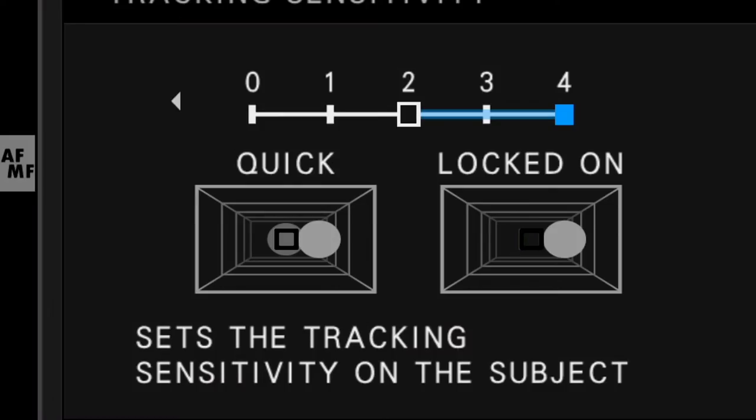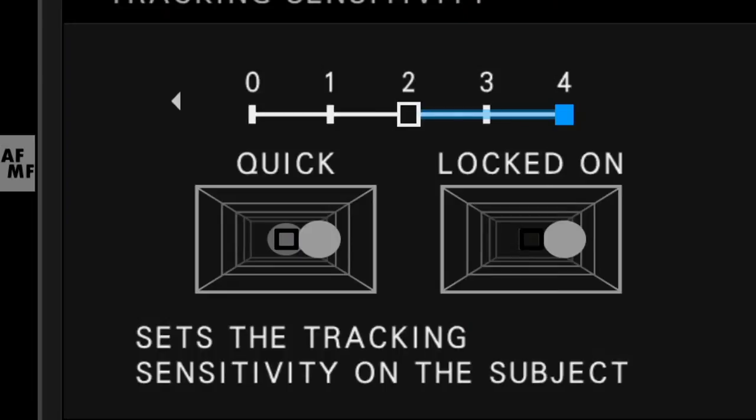It's called tracking sensitivity. Now, here's the thing about tracking sensitivity, and this really confuses a lot of people, all right? It's completely opposite common sense, okay? Because you would think tracking sensitivity, it goes from 0 to 4. Do you see that right there? 0 to 4, okay?